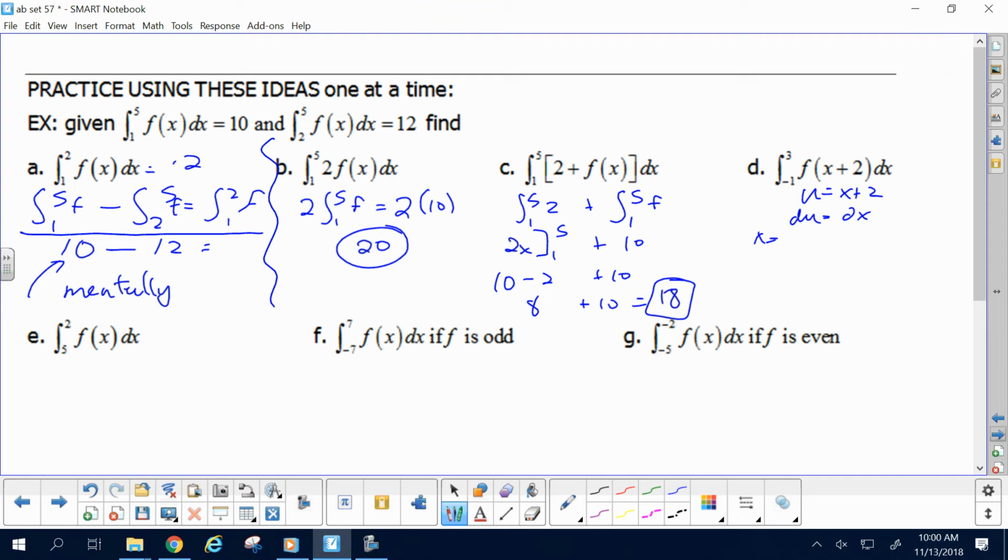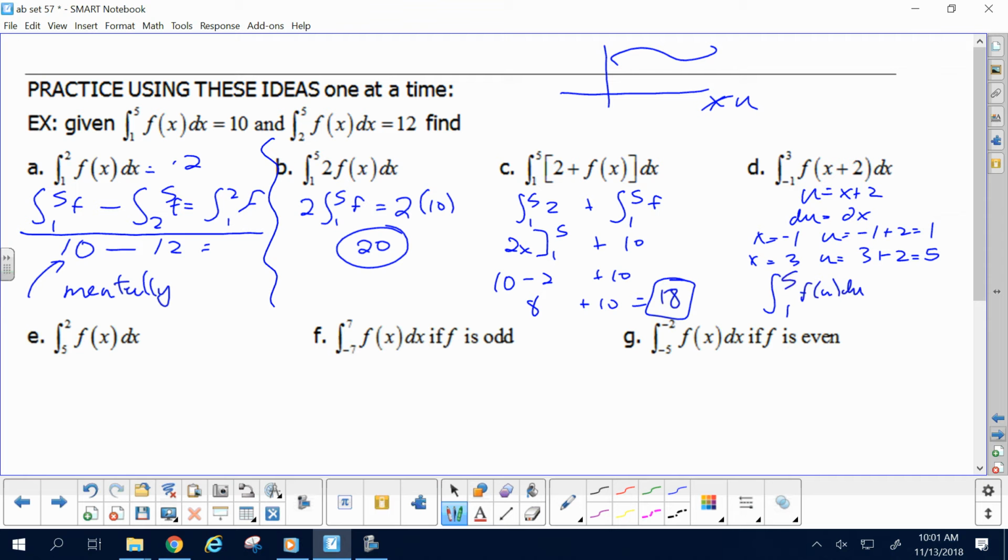When x is -1, u is -1 plus 2, or 1. When x is 3, u is 3 plus 2, or 5. Now this is equivalent to the integral from 1 to 5 of f of u du. Now don't be tripped up by saying, well, that's got a u in it but not an x. It's still the same function, and whether the graph looked like this and I called this x or u, the graph doesn't change. And so it is equivalent to... So sometimes you have this u-substitution.